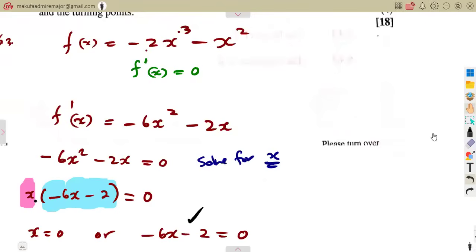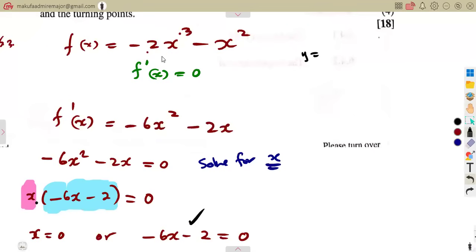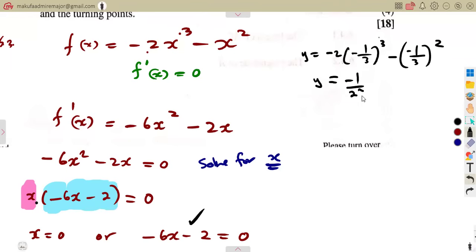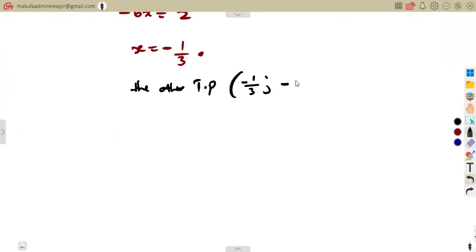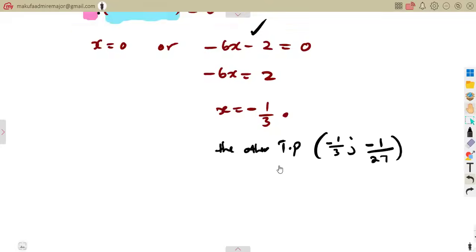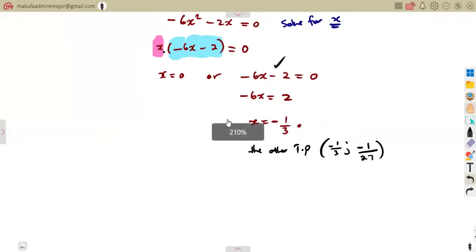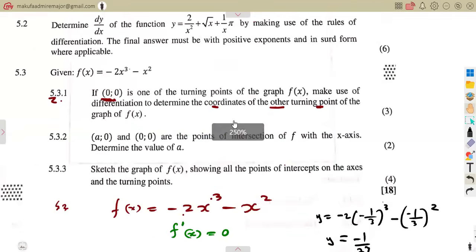So y was simply going to be, in place of x, minus 2 into minus a third to the exponent of 3, minus minus a third to the exponent of 2. That was going to give us minus 1 over 27, which is the y value at the turning point. So that's the other turning point. From the 0 that we are given, that's the first turning point that you're already given, so there's nothing to work out from there.